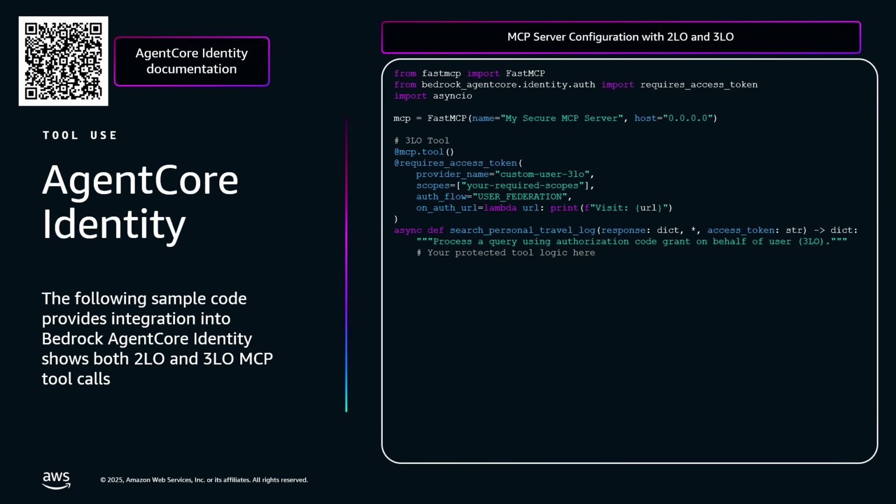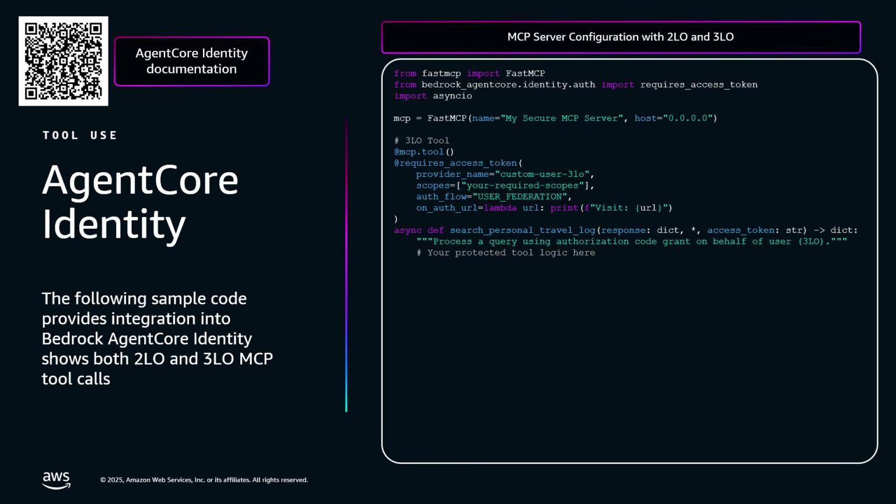We can see creating that MCP tool. You see that tool decorator at the top. But now we've also included a new decorator, which is the requires access token. And you can see that we've included the idea that we need to use a user federation, or a three-legged OAuth flow, for access into this particular function call.